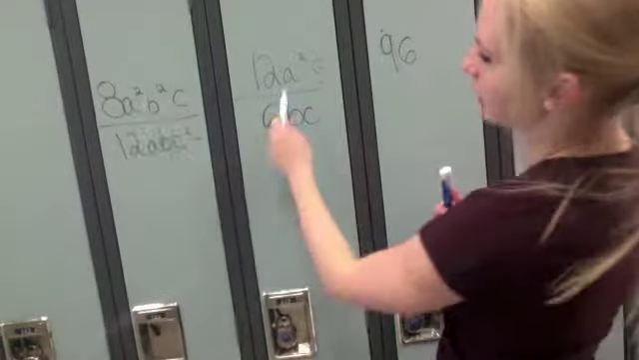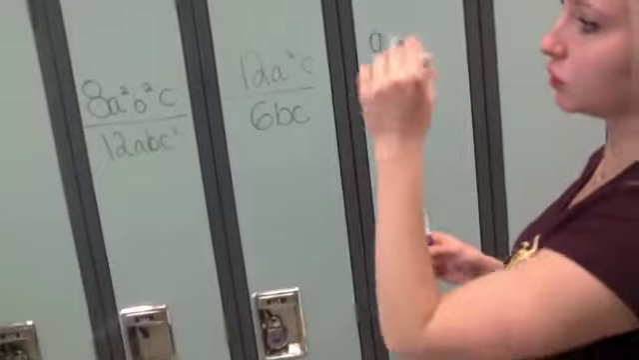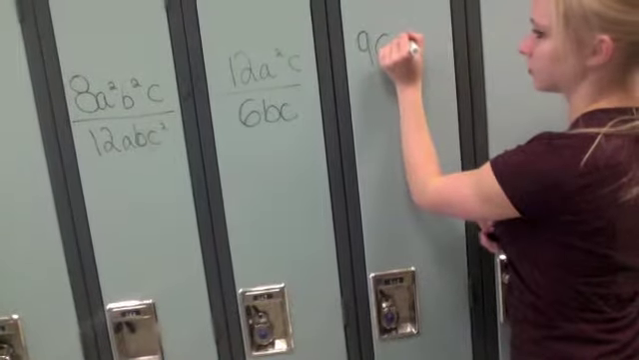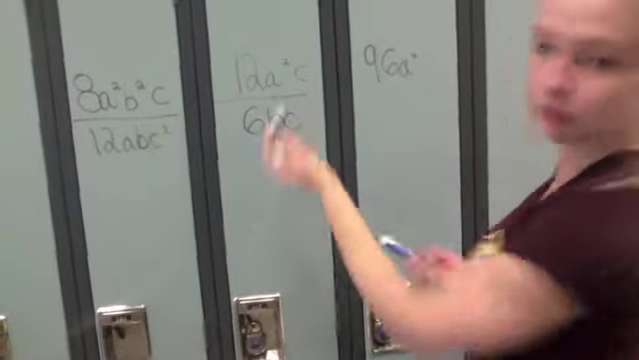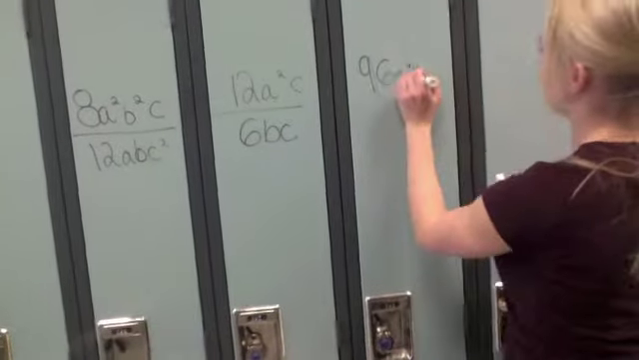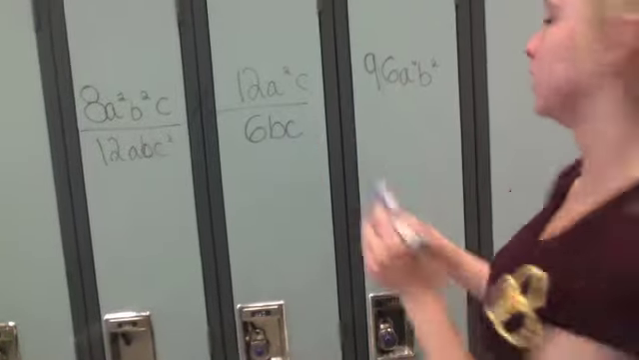Now, a squared times a squared is like going a to the power of 2 plus 2. So you have a to the power of 4. Now b squared times no other b's, so you still have b squared. And c multiplied by c is c squared.